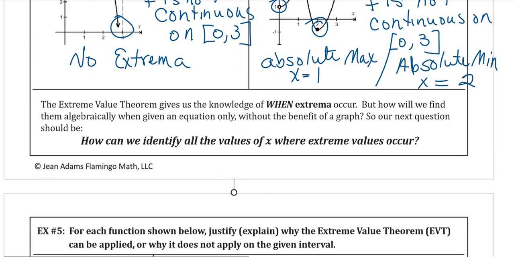Okay, so the extreme value theorem gives us knowledge of when extrema occur, but how do we find them algebraically when we don't have a graph like we were given in the last problem? So we are going to ask in the next video, how can we identify all the x values where the extrema occur? And there is a procedure for that. So stay tuned.